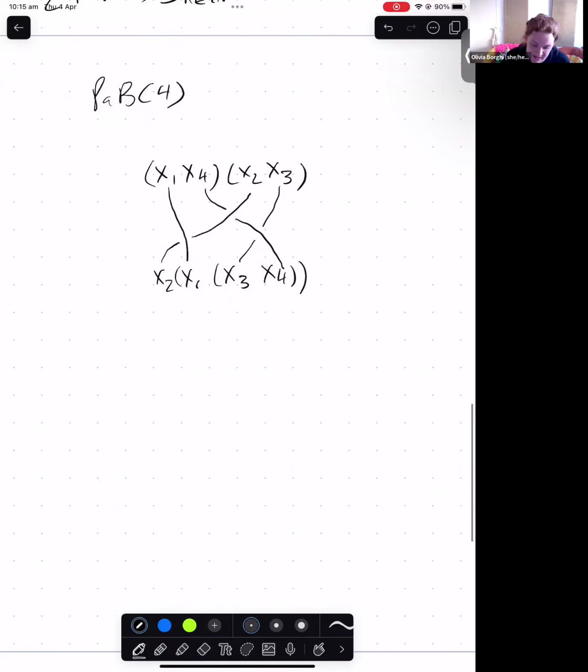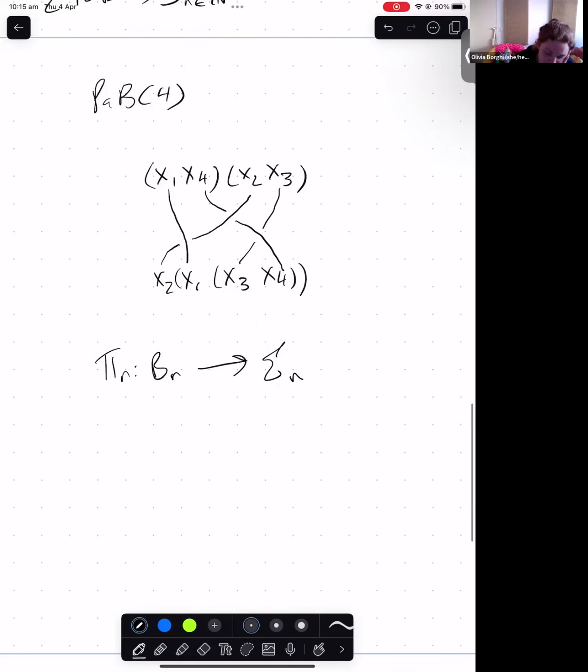So the braid groups have this nice property that each of them maps down to the corresponding symmetric group like this. And so if you want, we can think of this braid as an element of the 4th braid group, call it B, say. And then pi 4 of B is precisely the element of the symmetric group that sends 1, 4, 2, 3 to 2, 1, 3, 4. Like this.